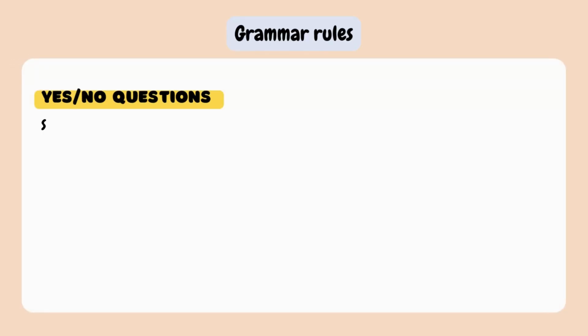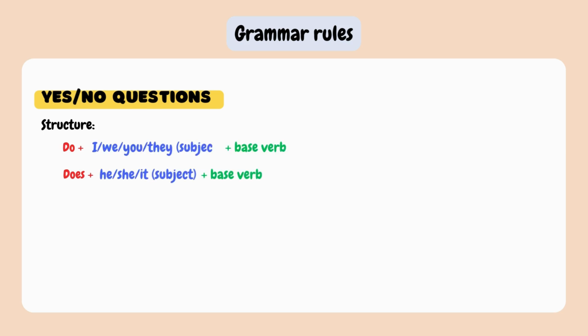To ask questions in the present simple, we use do or does at the beginning of the sentence, followed by the subject and the base form of the verb. Use do with I, we, you, and they. Use does with he, she, and it. For example, do you usually finish work at 5 p.m.? The auxiliary verb do comes before the subject you, and the base verb finish follows it.